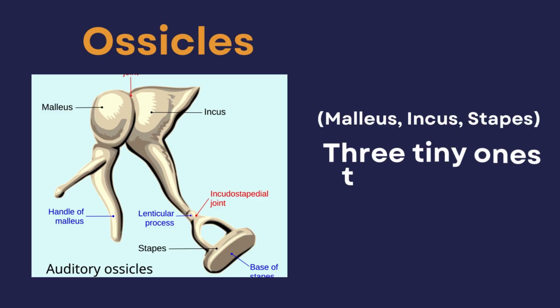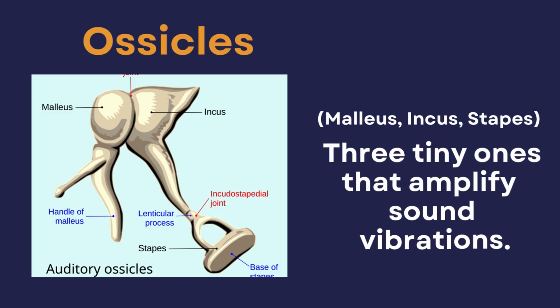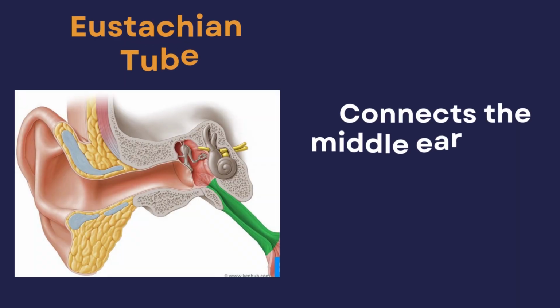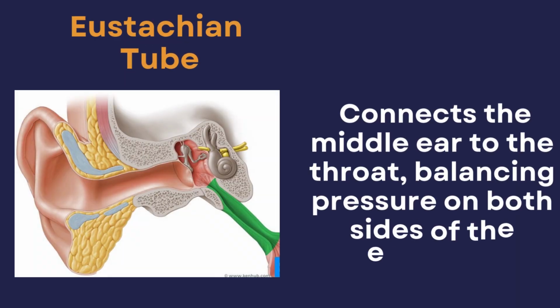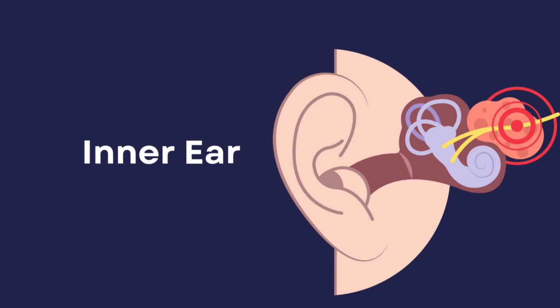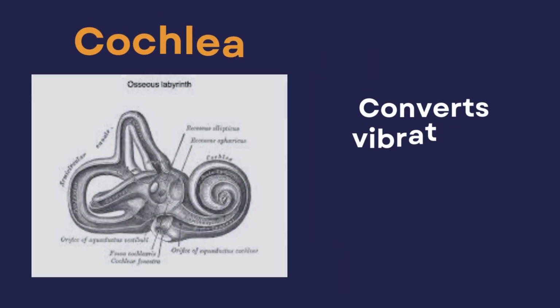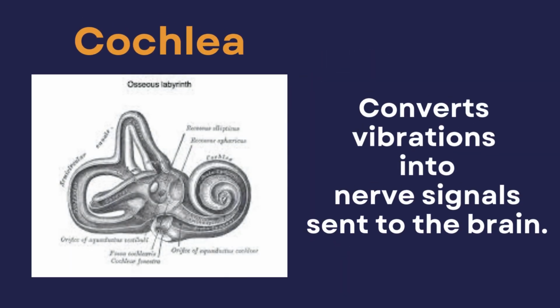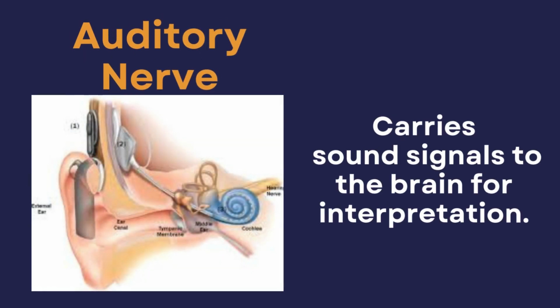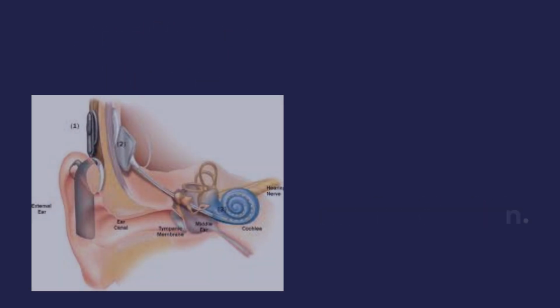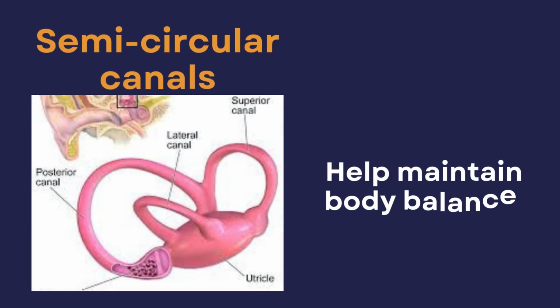Ossicles: malleus, incus, stapes. Three tiny bones that amplify sound vibrations. Eustachian tube connects the middle ear to the throat, balancing pressure on both sides of the eardrum. Inner ear. Cochlea converts vibrations into nerve signals sent to the brain. Auditory nerve carries sound signals to the brain for interpretation. Semicircular canals help maintain body balance.